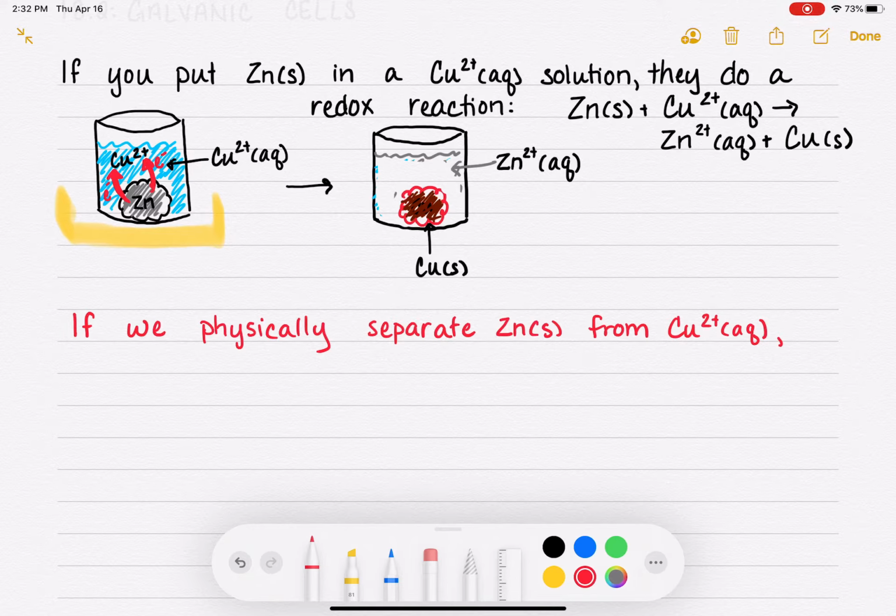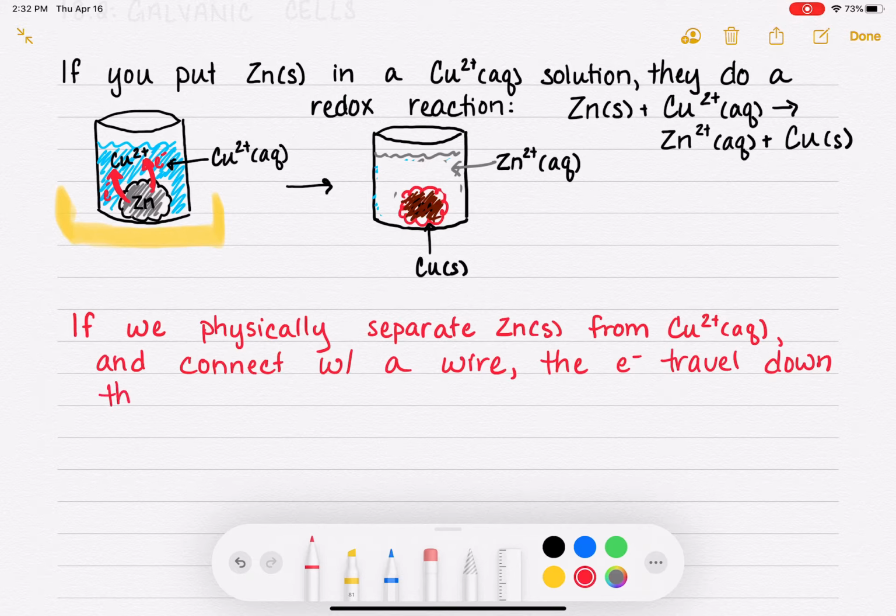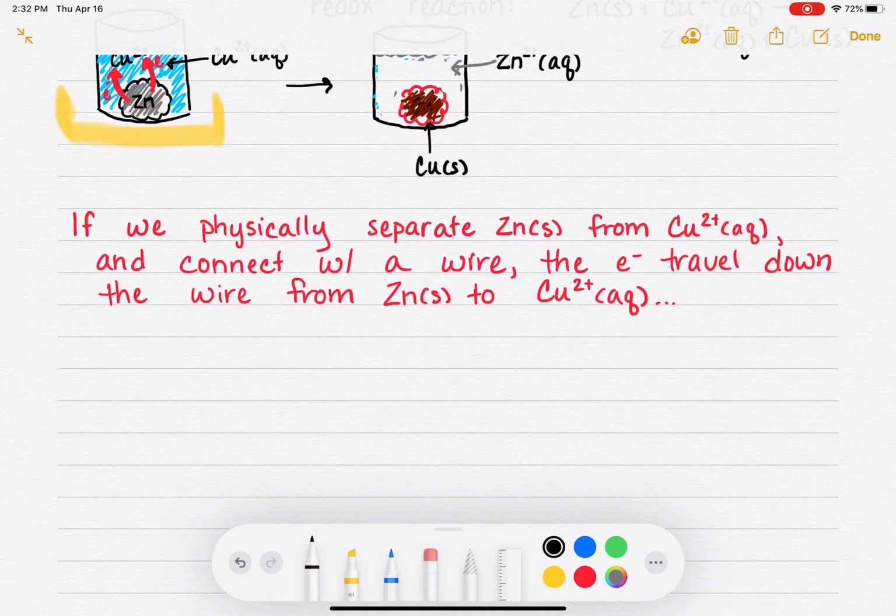But if we connect them with a wire, the electrons can travel down the wire. They move from the zinc to the copper. And as the electrons are traveling down the wire, some of you know what this means. This is how we generate electricity.